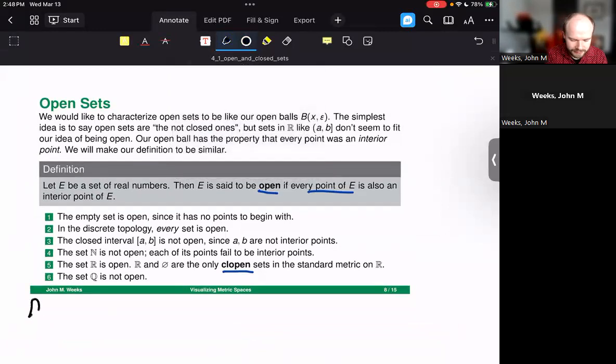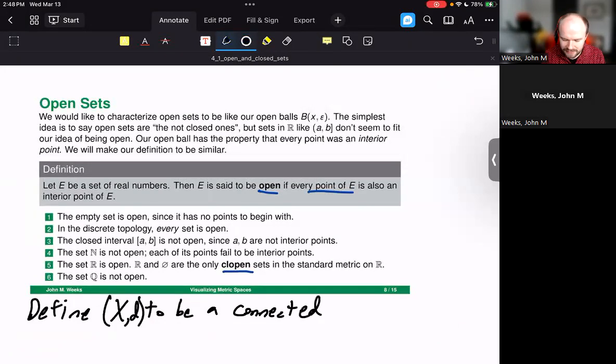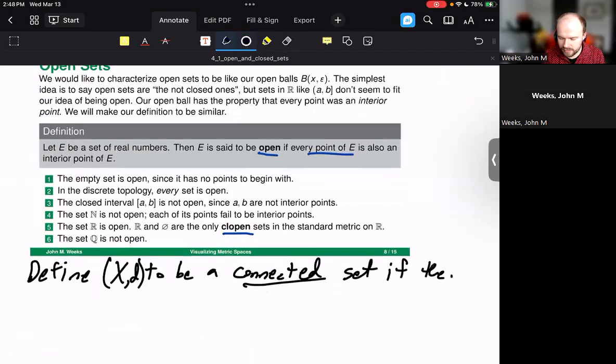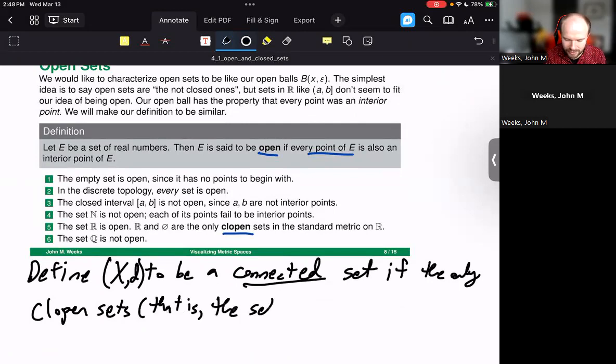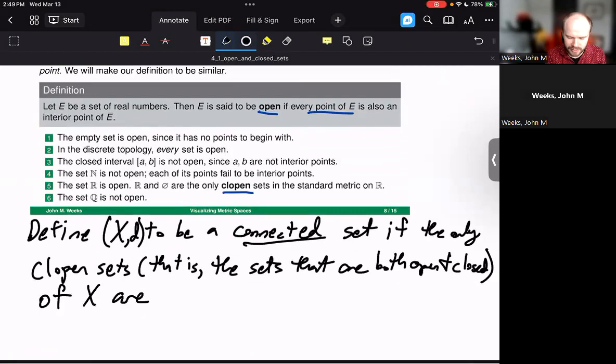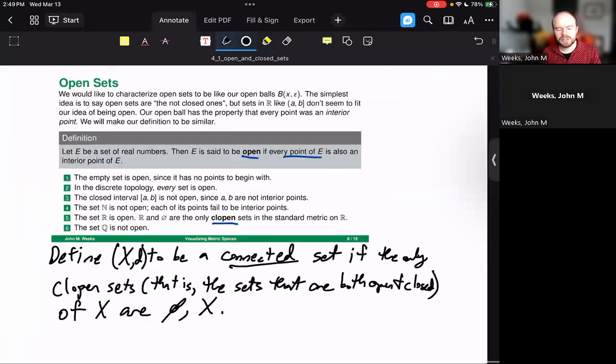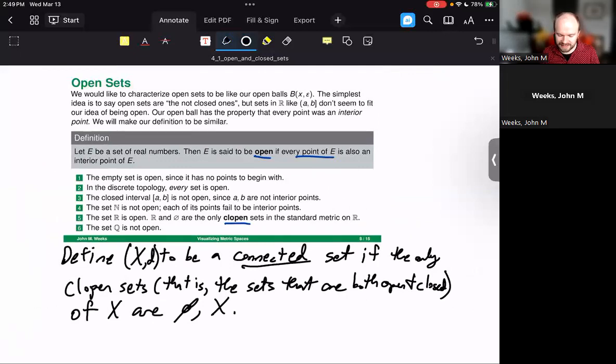So I can actually define X, a metric space, to be a connected set if the only clopen sets, that is, the sets that are both open and closed, of X are the empty set and the set X. So this is the collection of all clopen sets within a connected set.